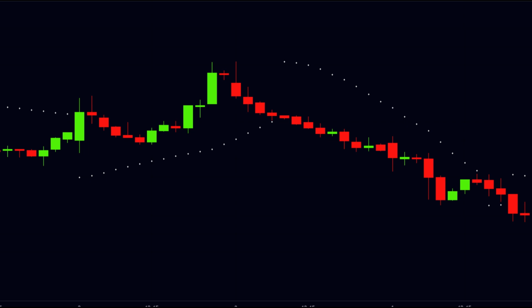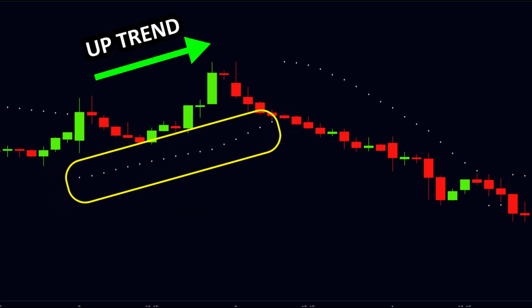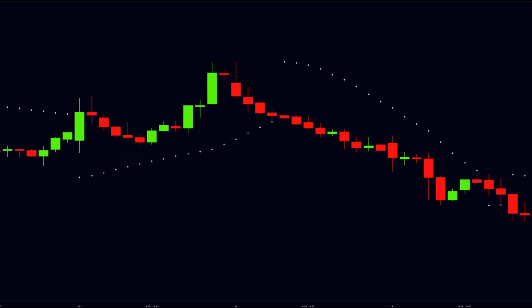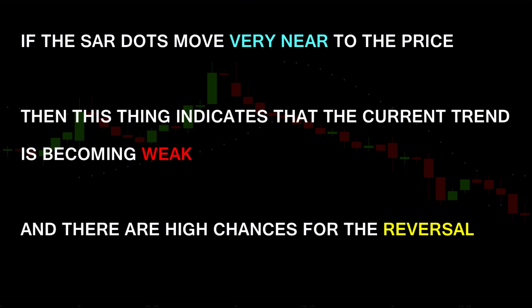As you can see here, first the SAR dots are below the price, so the stock is in the uptrend. At the starting of the uptrend, the SAR dots are far away from the price. This thing indicates that there is the high momentum in the trend. Now if the SAR dots move very near to the price, then this thing indicates that the current trend is becoming weak, and there are high chances for the reversal.